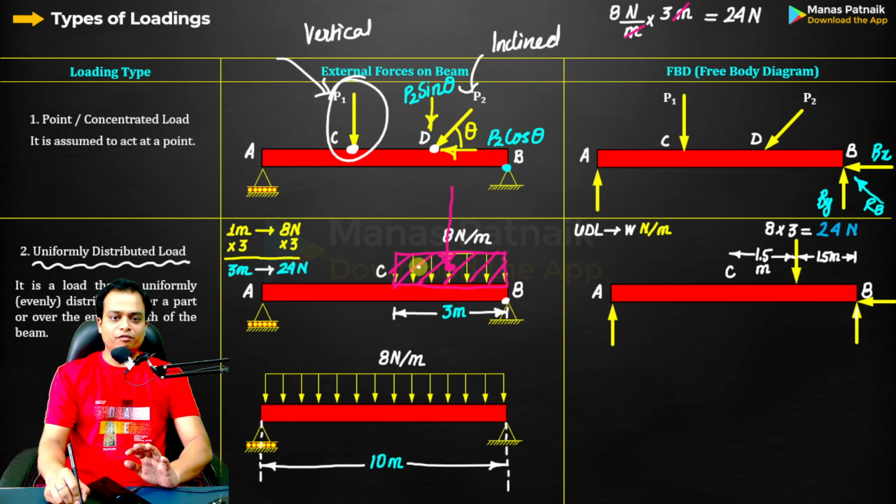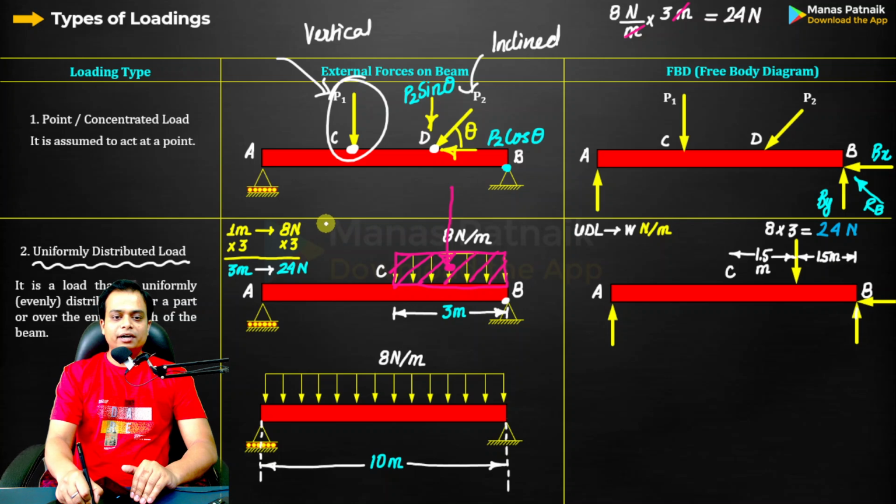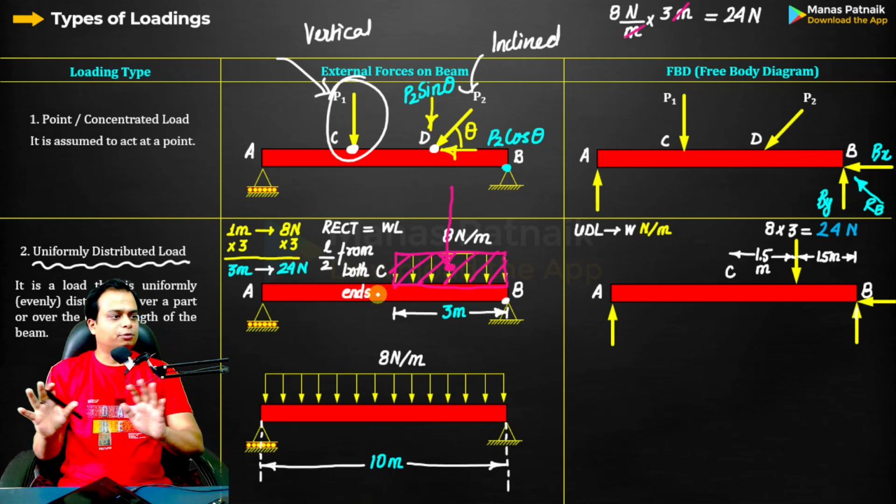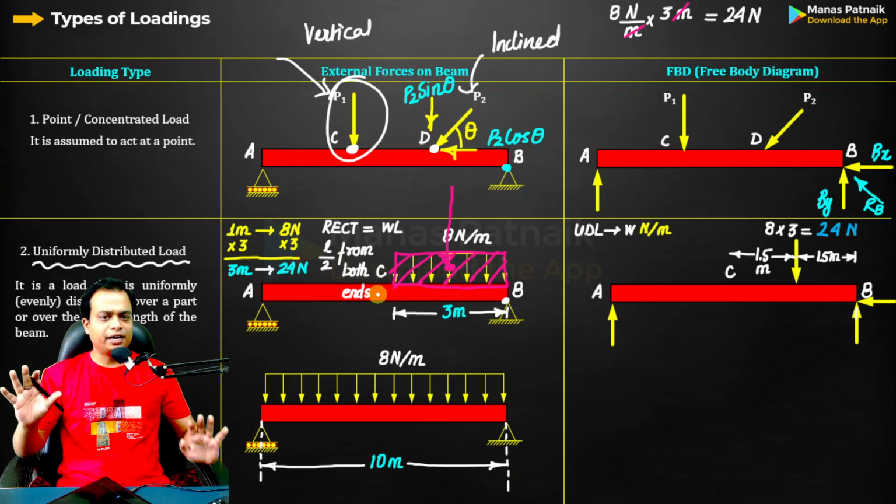Okay. So whenever you are dealing with UDLs, that means you are dealing with rectangles. Simply use this formula, WL, L by 2 from both ends. Let me write it here. L by 2 from both ends. Now I'm sure you have a very good idea about UDLs.